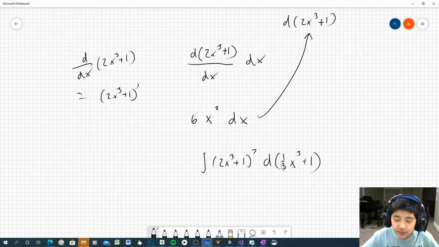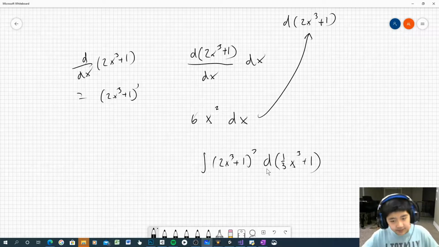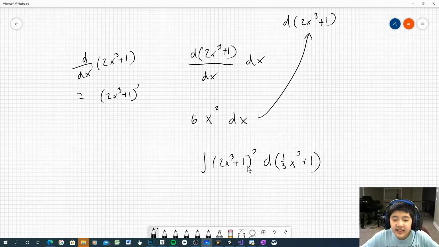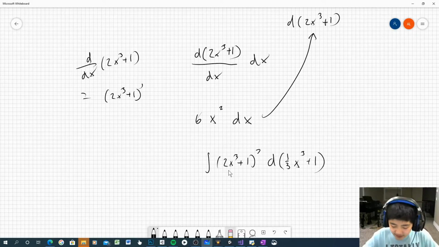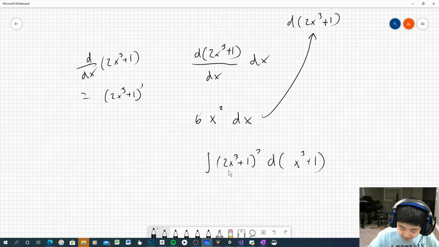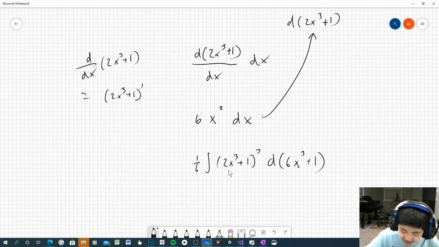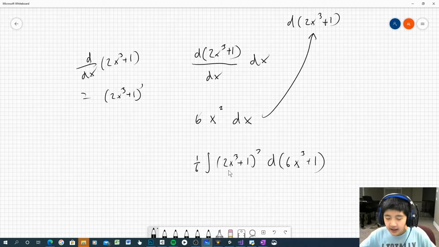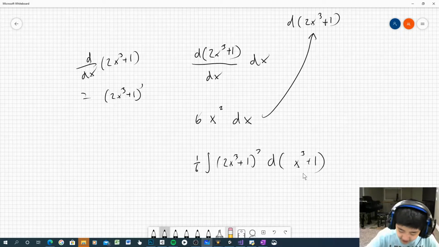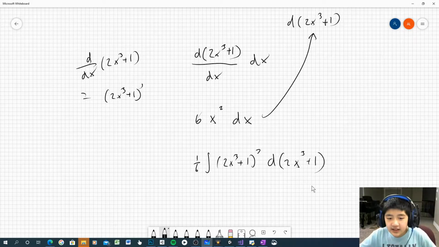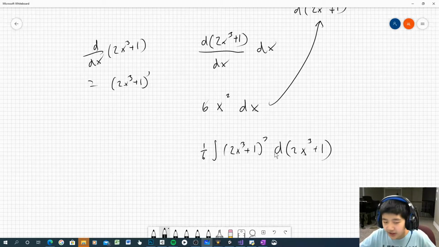Alright, but something's missing. Over here, we have a 1 over 3, but we want a 2. So this times what equals 2? This times 6 equals 2. So we can just replace this with 6. But then remember, we have to compensate, so we'll put 1 over 6 here. And now, sorry, this is not 6, this is a 2. So now that these two things are constant, we can solve it like a normal integral.